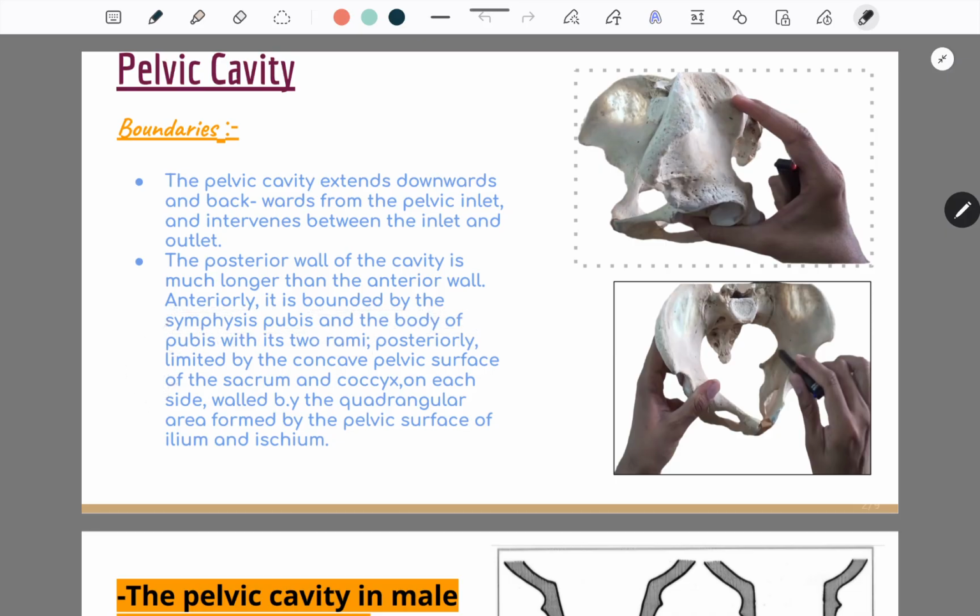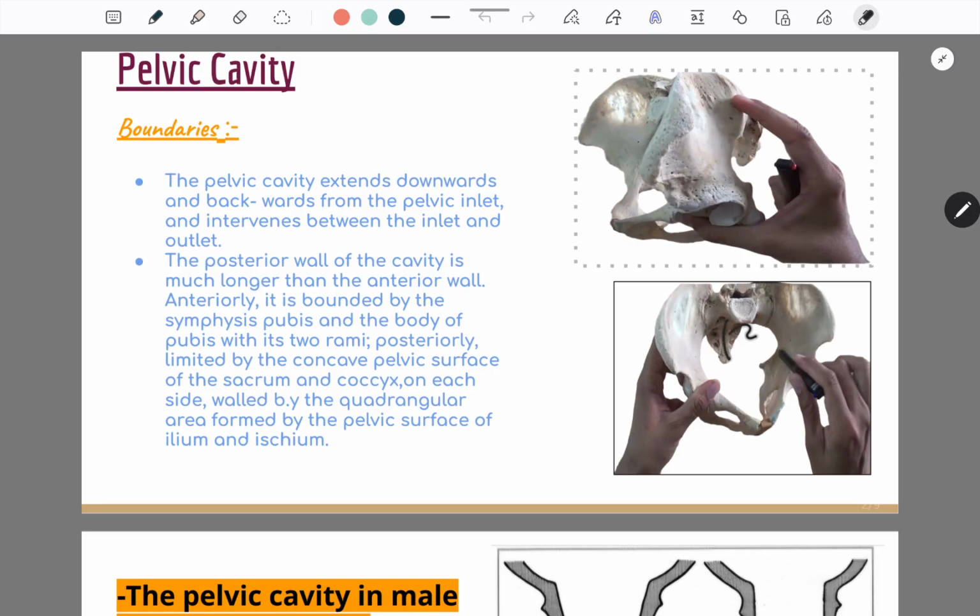Let's understand. This is the anterior side, this is posterior, this is lateral. Anteriorly, this is the pubic symphysis, and the posterior surface of the pubic symphysis is here. This is the body of the pubis and the two rami. That is the anterior boundary. The posterior boundary is limited by the concave pelvic surface of the sacrum and coccyx.